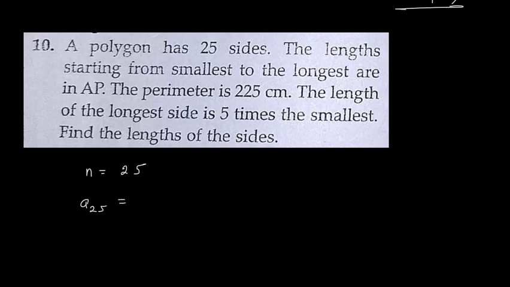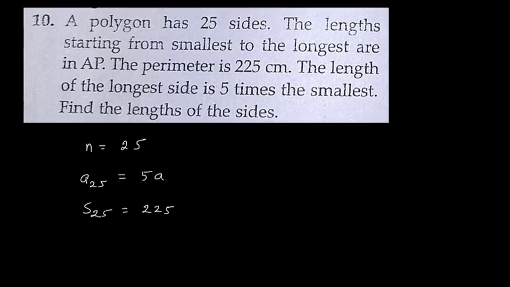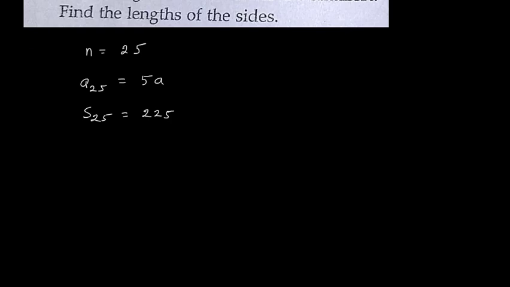A25 is equal to, the last term is 5 times the smallest term, that is A25 is equal to 5a, and its sum, the perimeter, is given as 225, so that is S25 is given as 225. I have to find the lengths of the sides. Okay, that is a and d. That is what we have to find out. So we have to apply both the formulas. First A25, we will start with A25. So A25 is equal to 5a.